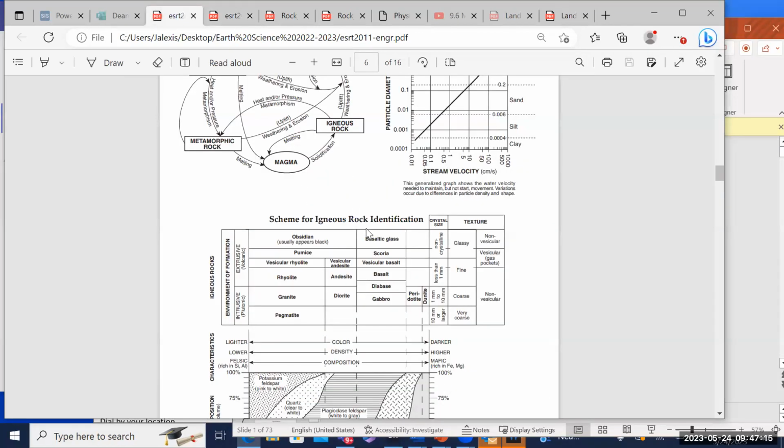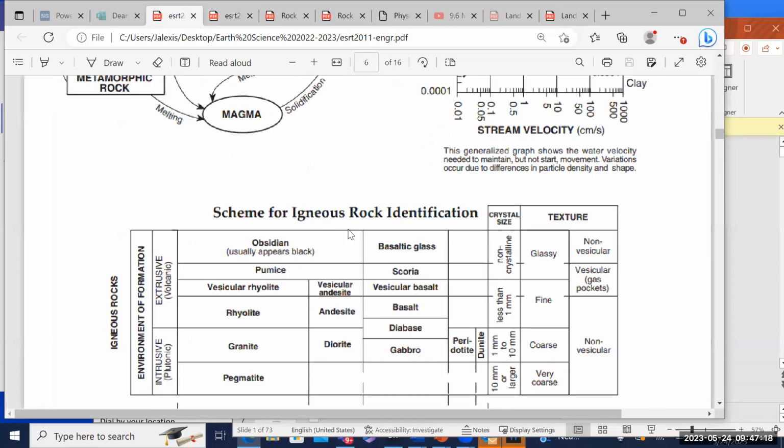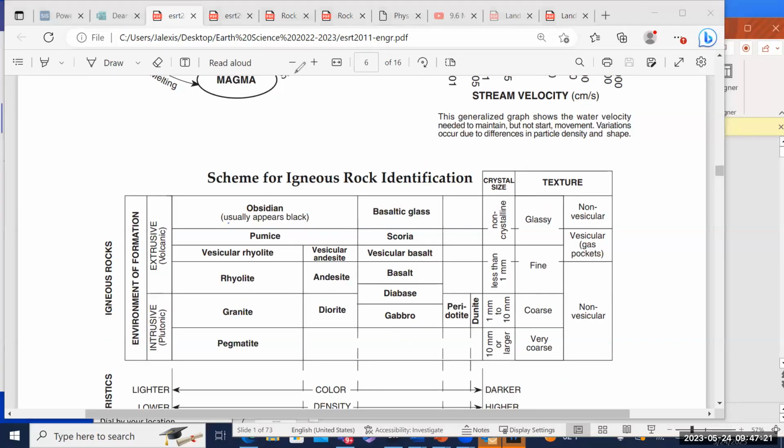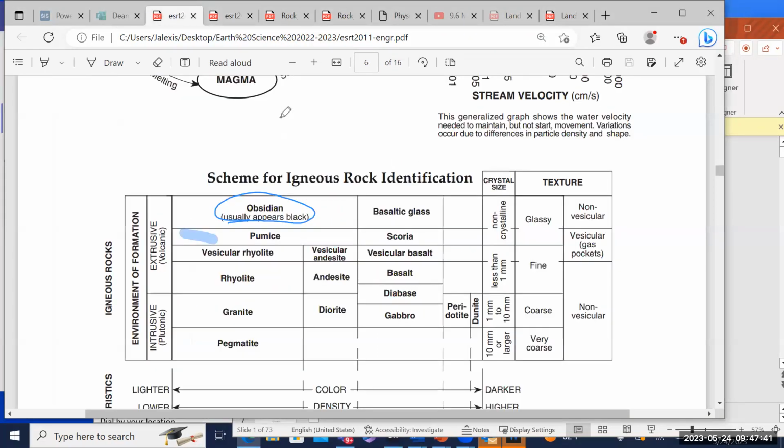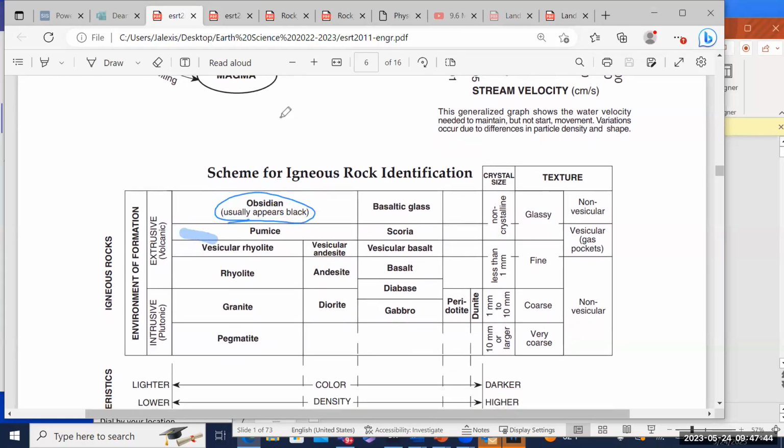Let's look at page 6. And if you take a look, I see obsidian right here. Now, when you look at your question, you're going to notice that it says obsidian has a glassy texture. It states it right over here, it has a glassy texture. So I see glassy texture located right over here. And when I find out what type of igneous rock it is, it's going to tell me the characteristics about it.